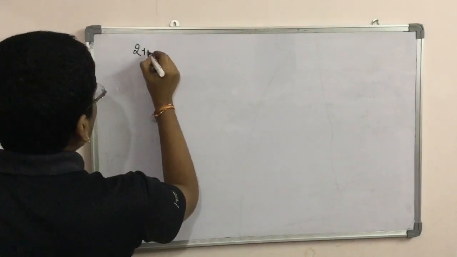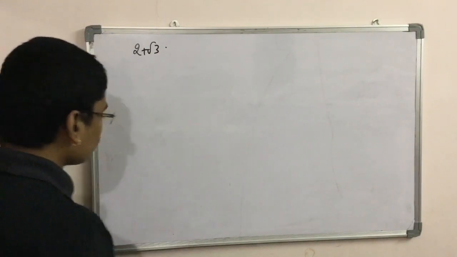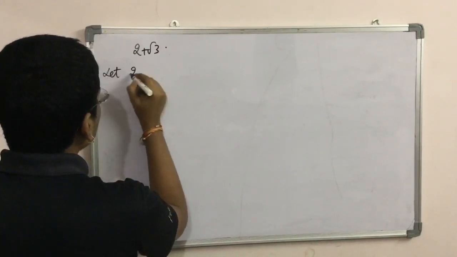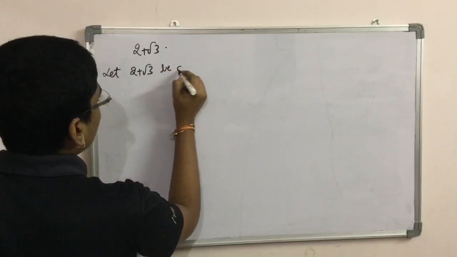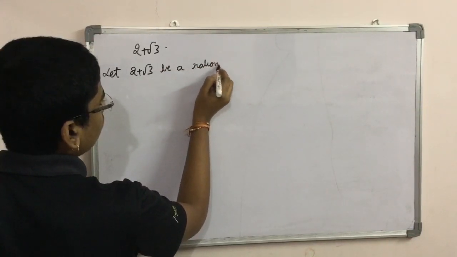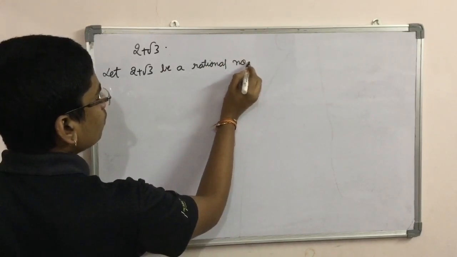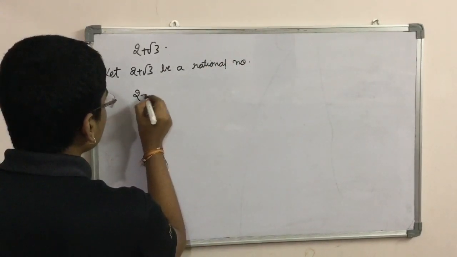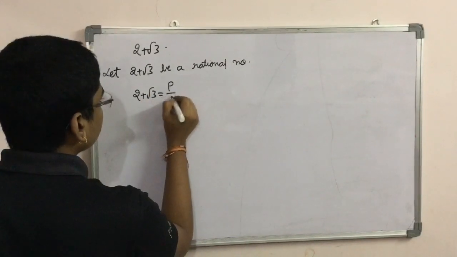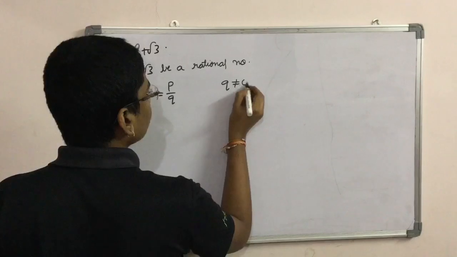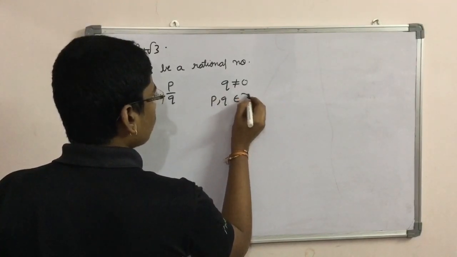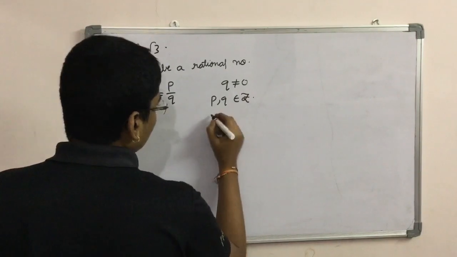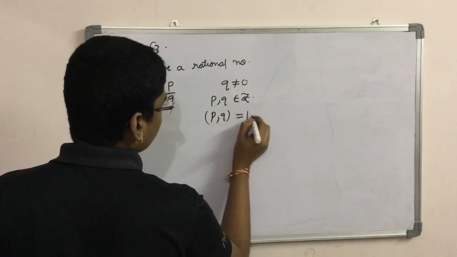We will take an example of a number which is in the form of a plus root b and prove that it is irrational. Let us take the example of 2 plus root 3. First of all, we will consider that it is rational. Let 2 plus root 3 be a rational number. So it has to satisfy the conditions: 2 plus root 3 must be in the form of p by q, where q is not equal to 0 and p comma q belongs to integers. And the other condition is that p comma q must be co-primes.